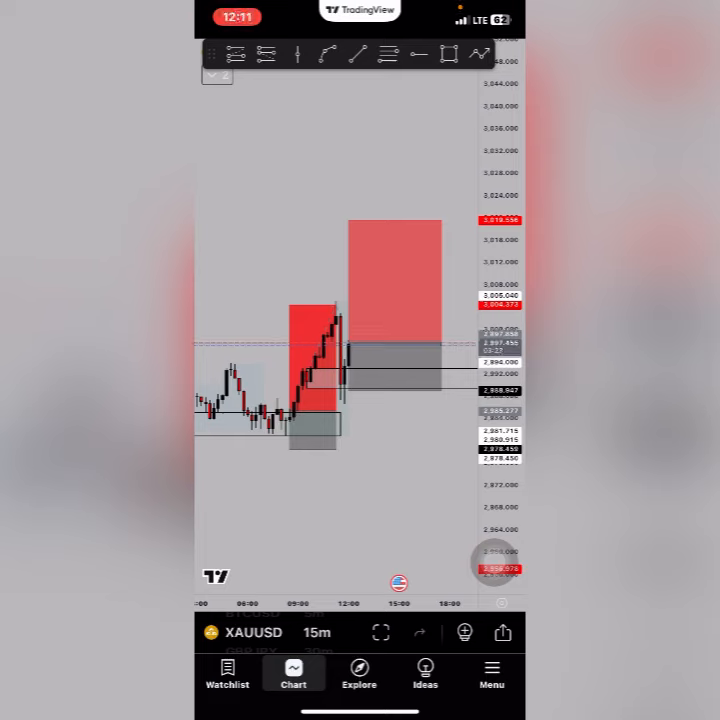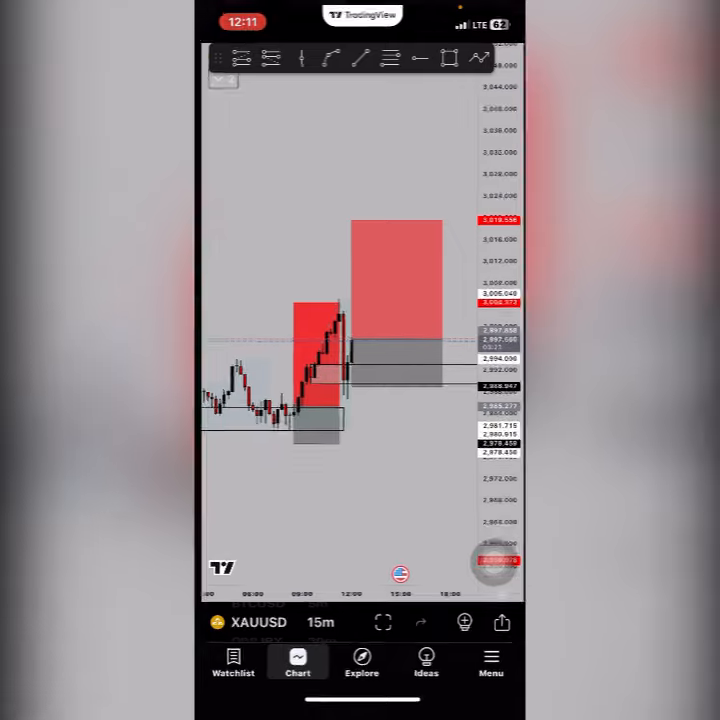All right guys, I bought gold again. Like I said, I'm going to be buying gold, I'm going to be looking for entry. So I bought gold again. Let me show you on my MT5 right now.